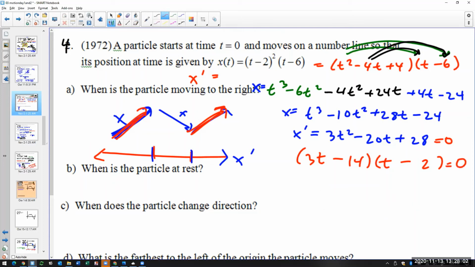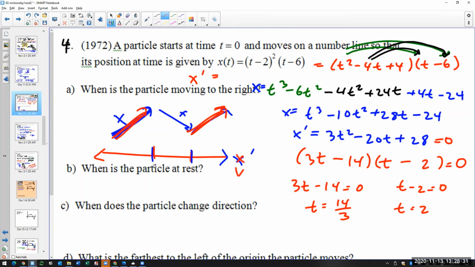Okay, so that's what I have. So why did I factor? Because if you have something times something equals 0, what does that mean about one of these somethings? One of them must be 0. So either 3t minus 14 equals 0, or t minus 2 is equal to 0. Over here, that means t equals 14 over 3. Over here, it means t equals 2. And these are the numbers where your velocity is equal to 0, or your x prime is equal to 0. Remember, this is x prime, but it's also called velocity.